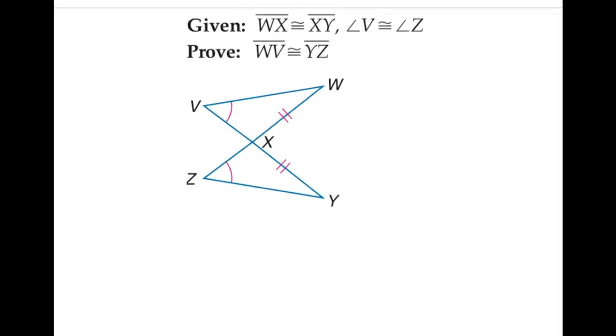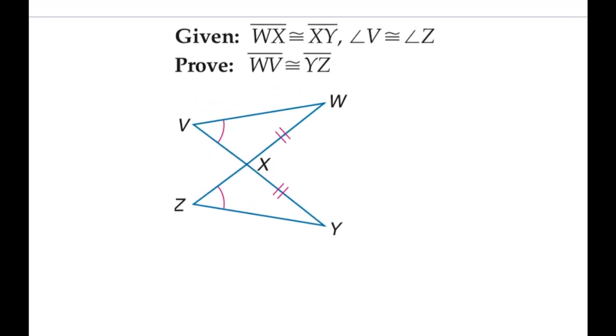Okay, so here we go. Let's do a couple proofs. So here they mention nothing about congruent triangles. They just say, I'm given a couple facts about segments and angles, and I want you to prove this angle. And in the past, all we really had was segment addition postulate and angle addition postulate.